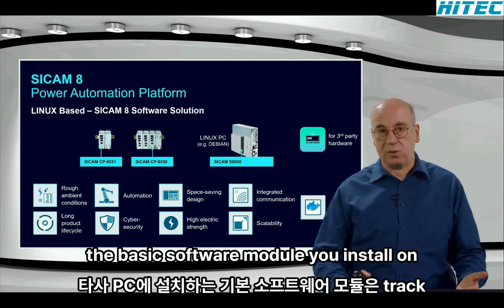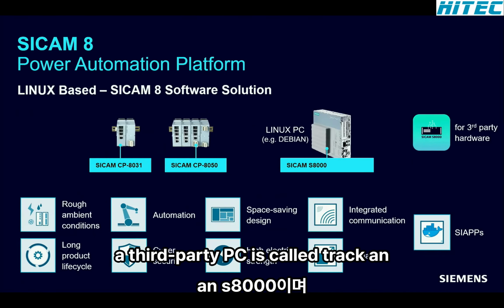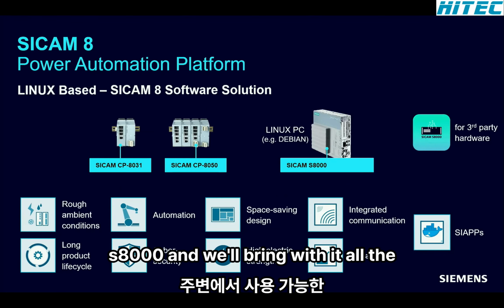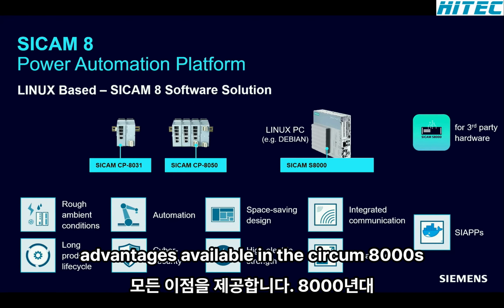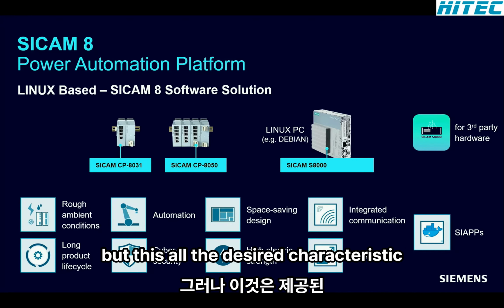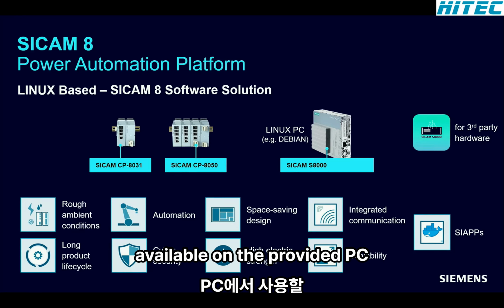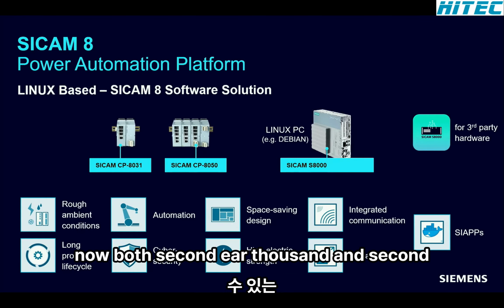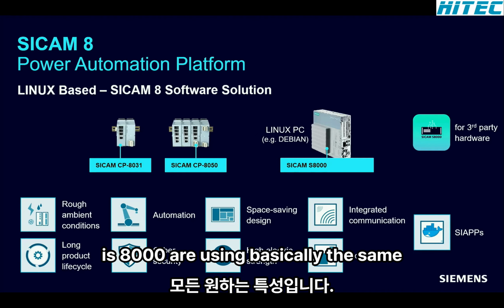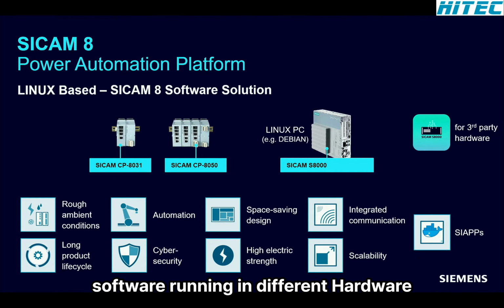The basic software module you install on a third-party PC is called Sicam S8000 and will bring with it all the advantages available in the Sicam 8000 RTUs, but with all the desired characteristics available on the provided PC. Now, both Sicam 8000 and Sicam S8000 are using basically the same software, running in different hardware.